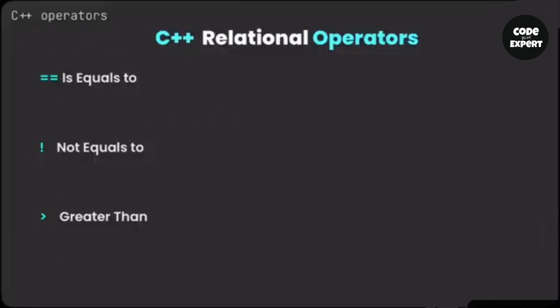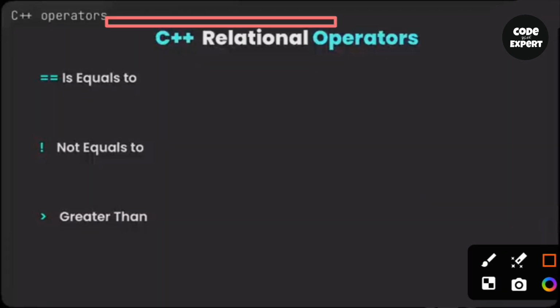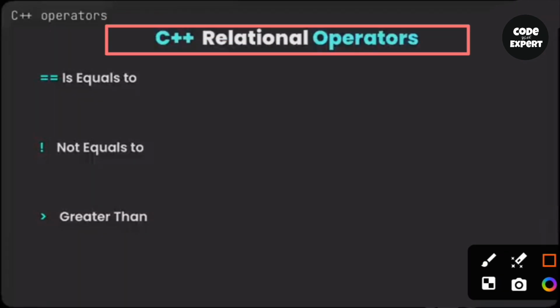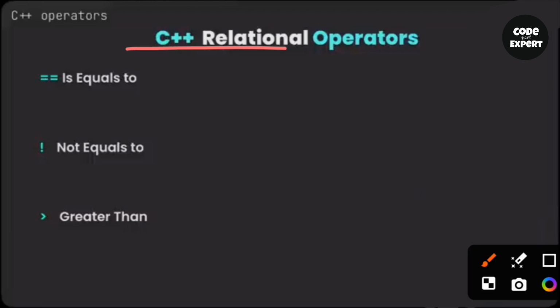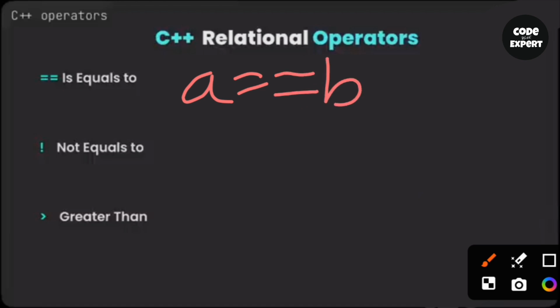Now let's move to our new operators, which are relational operators. In it we will talk about the equal operator, not equal operator, greater than, and many more. Let's begin. First is the is-equal-to operator. If we want to say that a is equal to b, here we will use a double equals b. This means that a is equal to b.